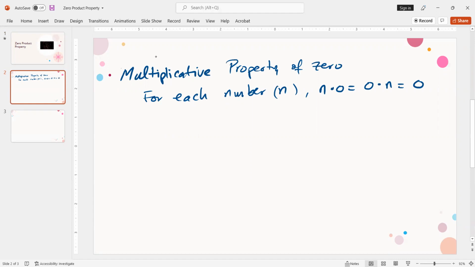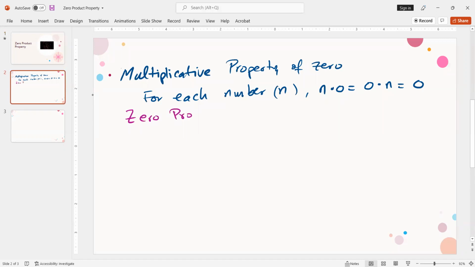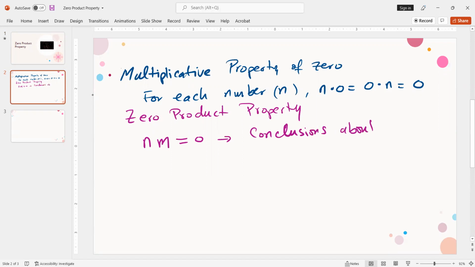So this is kind of where the idea comes for the zero product property. If you have n times m, two numbers, equal zero, well, what are the possible conclusions about n and m? So this is kind of what you want to ask.